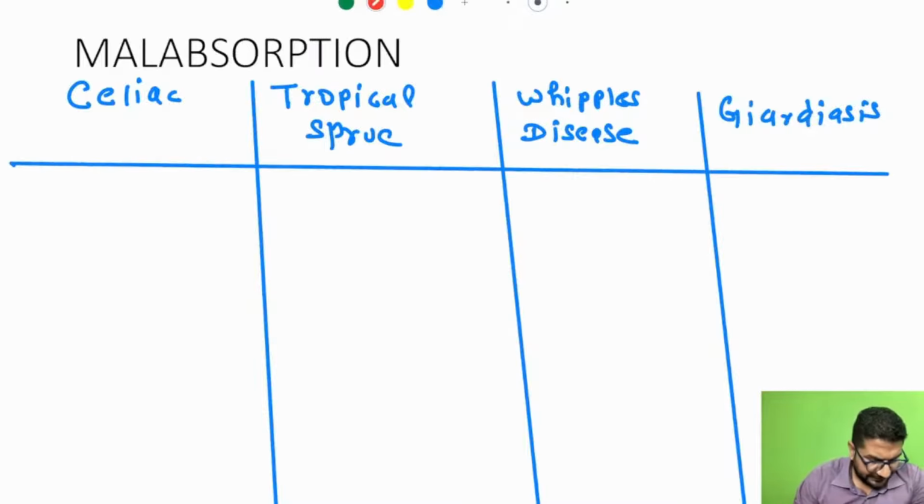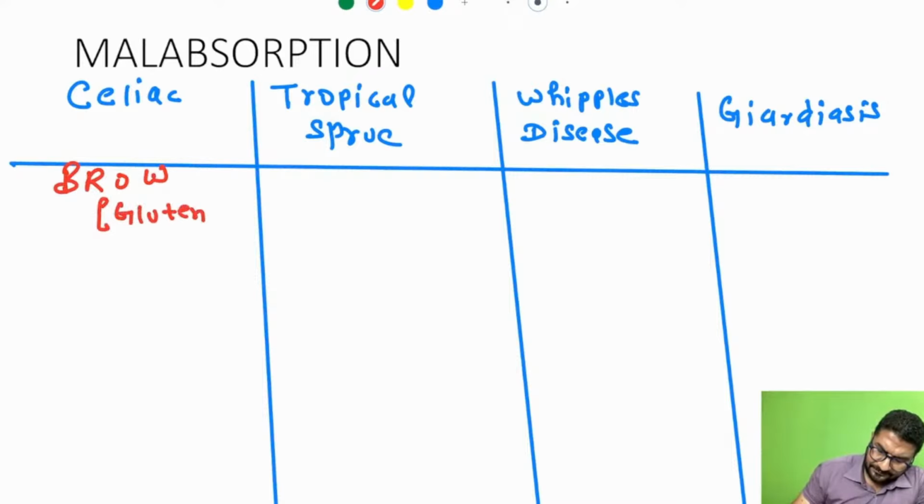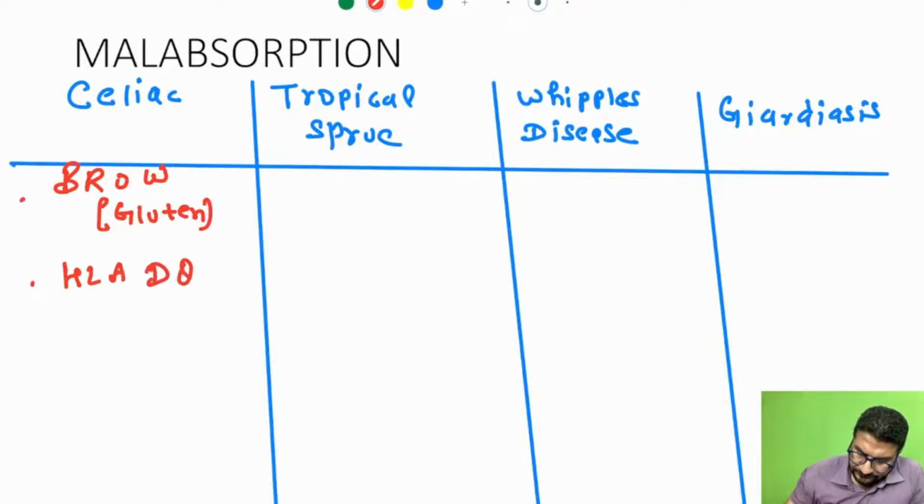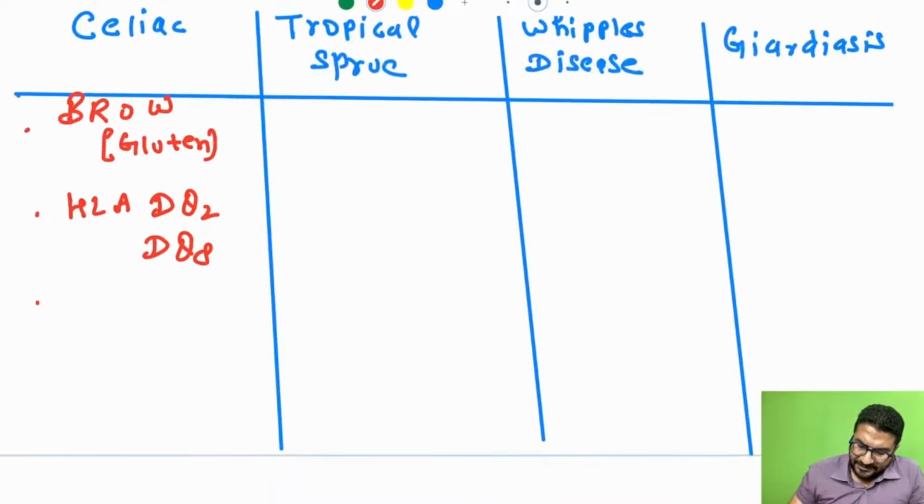First let's talk about celiac sprue. In celiac sprue, what they ask you is hypersensitivity to barley, rye, oat, wheat. What we call them? We call them gluten. So as soon as the patient eats gluten, symptoms will come. Second important thing in celiac sprue is HLA. HLA is DQ2, DQ8.